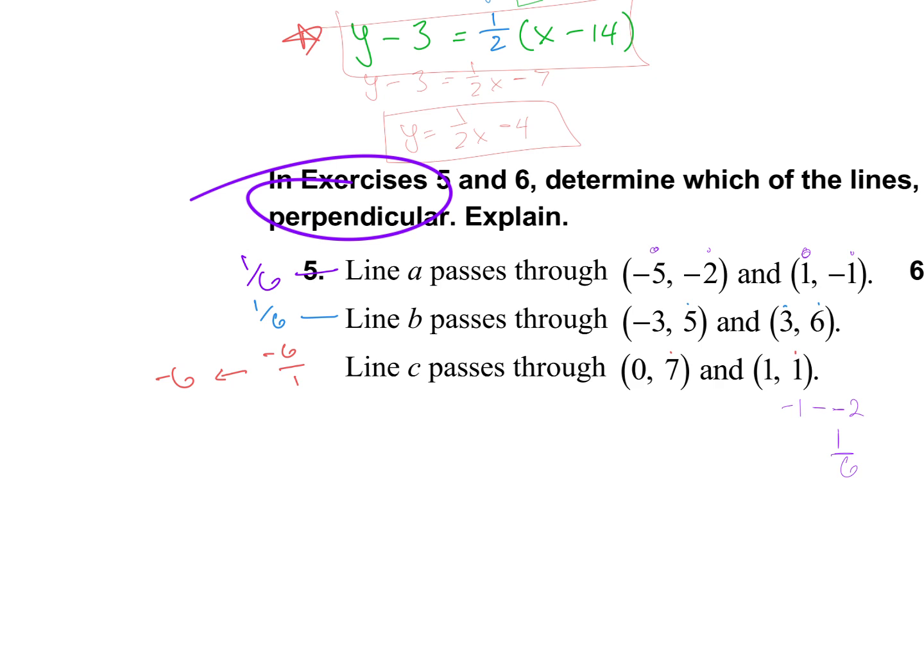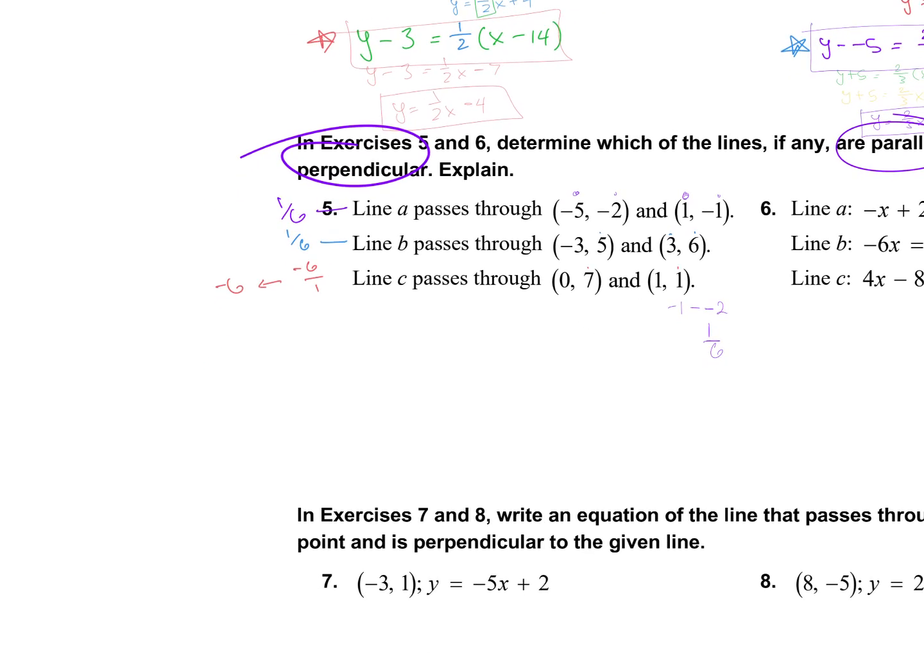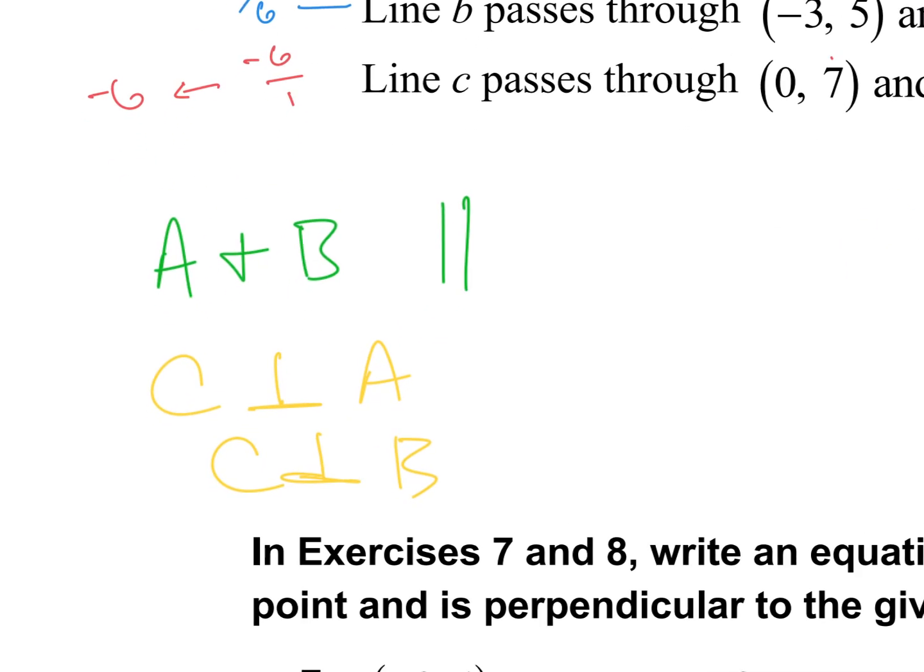So check this out. We have a combination of answers here. We have A and B. They are parallel. So there's the symbol for parallel. And then let's see. C is perpendicular to A, and C is perpendicular to B. So hey, we learned another symbol here. This is perpendicular. And we technically need to explain why.